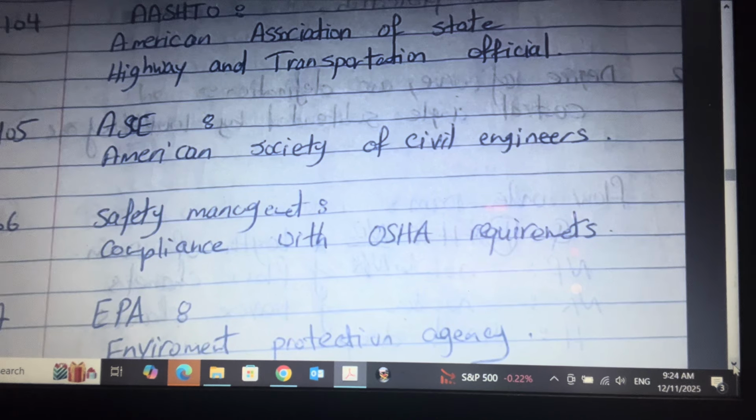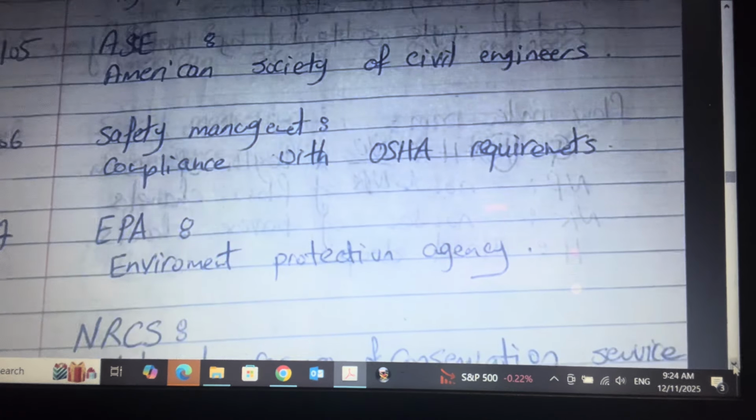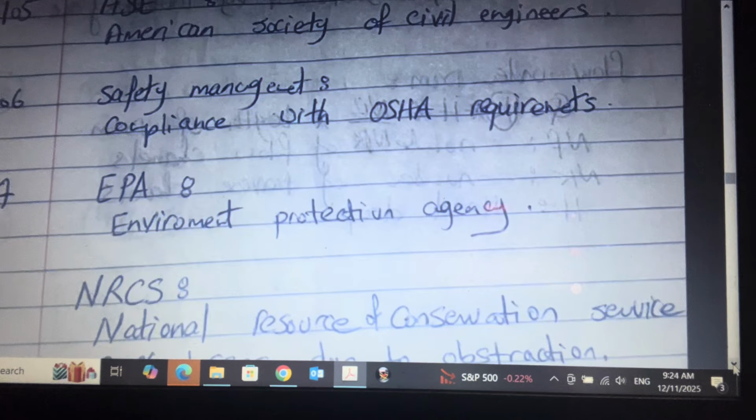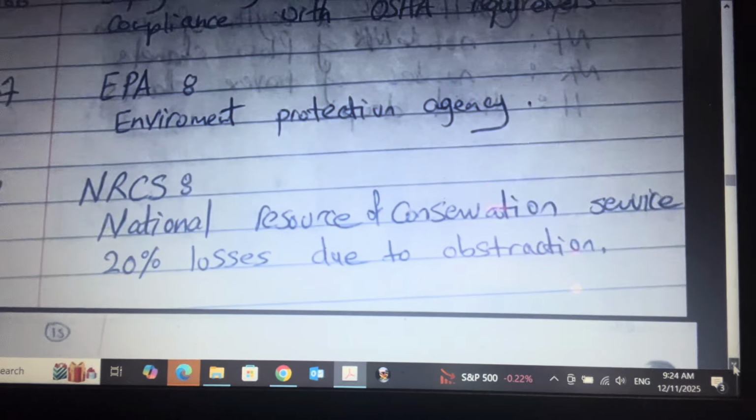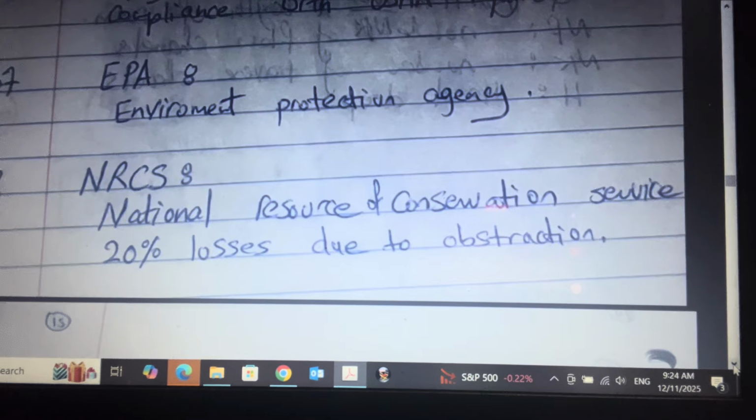ASCE, American Society of Civil Engineers. Safety management is the compliance with OSHA requirements. EPA is the Environmental Protection Agency. NRCS is the Natural Resources Conservation Service. And we need to know that we have 20% losses due to obstruction, 20% losses of rainfall, and the runoff.